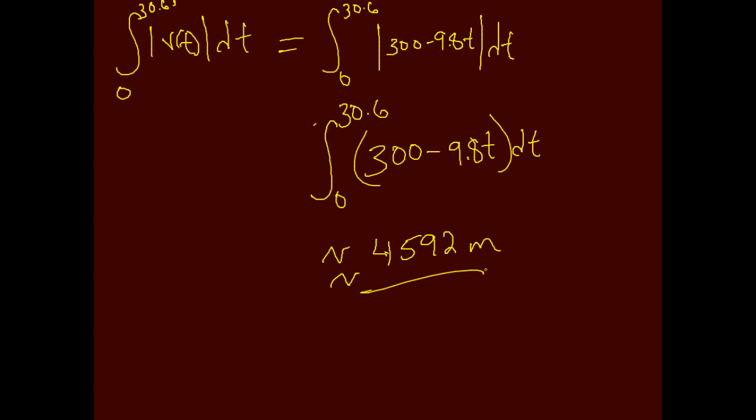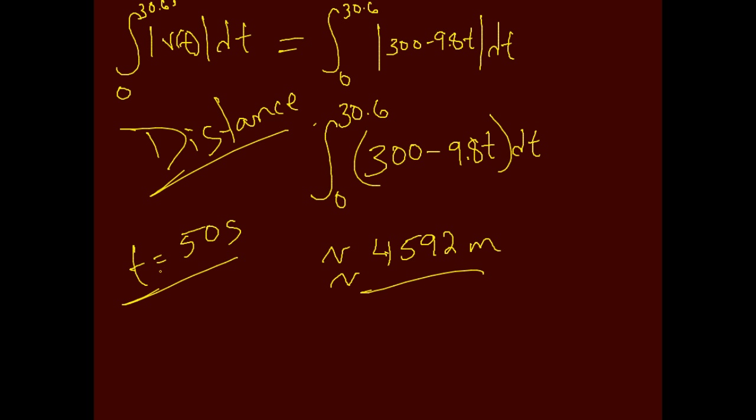Now, if we have a velocity function that changes sign within our interval, then this is the only way to find the distance. Now, because our velocity function didn't change within our time interval, then we could use either technique. Where this would change is if I asked, what distance is traveled until time equals 50 seconds? Then you would have to use the absolute value, and you'd have to break this integral up into two integrals, from 0 to 30.6 and from 30.6 to 50 to find the distance traveled.